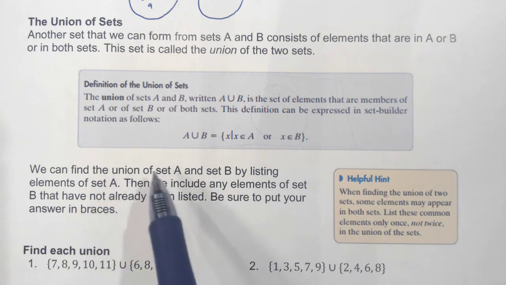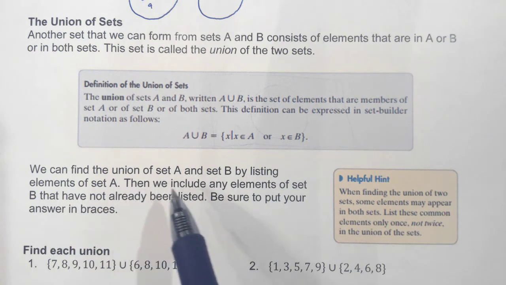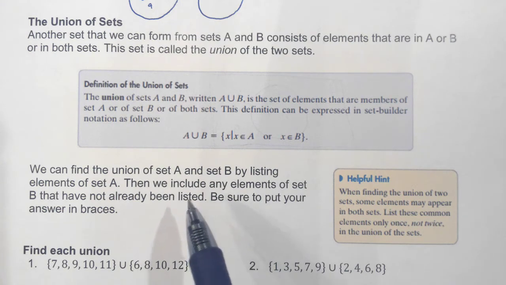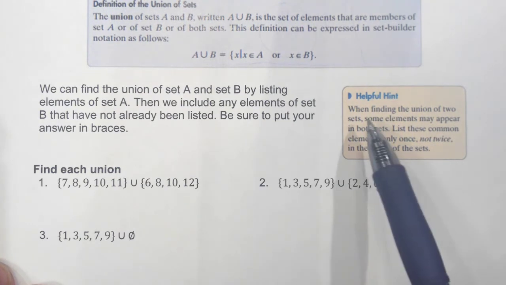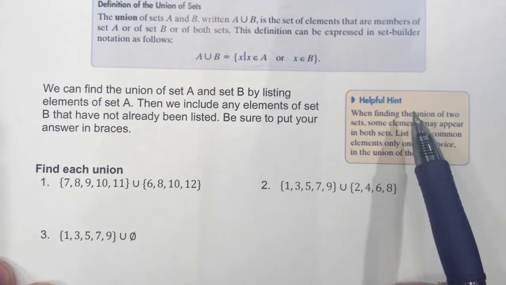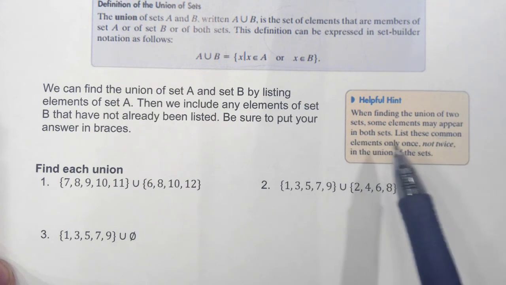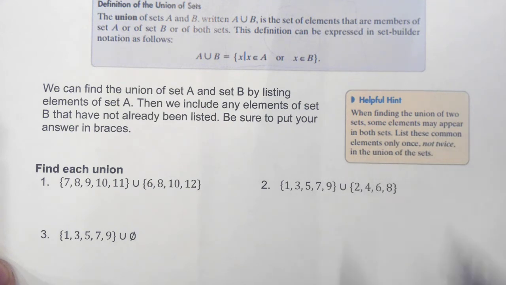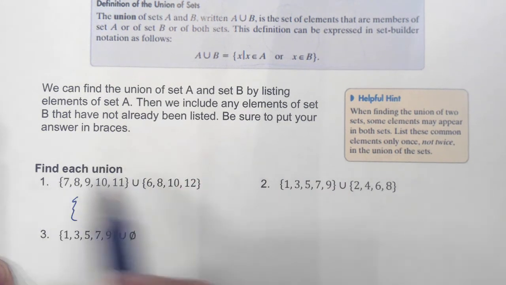So we can find the union of set A and set B by listing elements of set A. Then we include any elements of set B that have not already been listed. And then be sure to put your answer in braces. Okay, here's your hint. When finding the union of two sets, some elements may appear in both sets. You list these common elements only once, not twice, in the union of sets. You can't really draw a picture of these, that's why I don't have pictures. Okay, so here's how you do it.